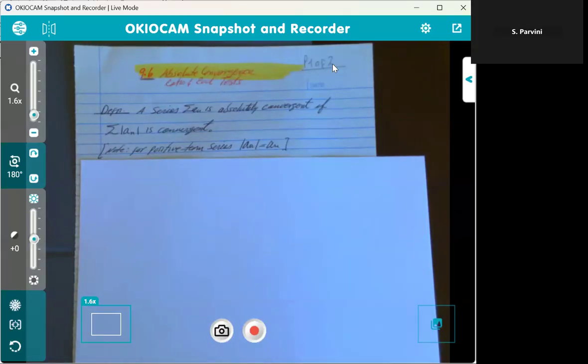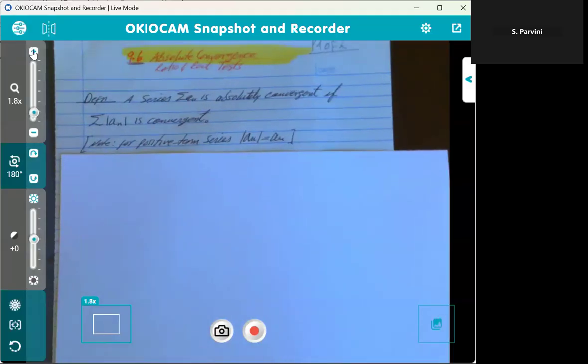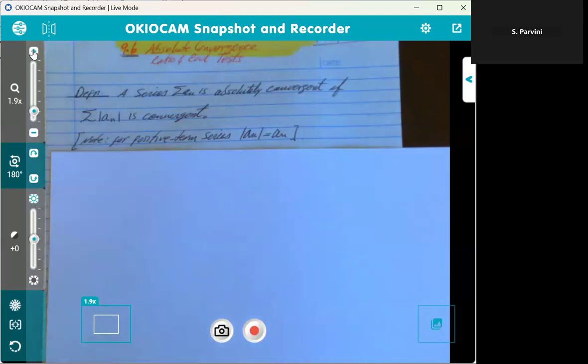Hello, everyone. In this section, we're going to talk about section 9.6, absolute convergence. And we're also going to take a look at a couple more examples of convergence tests. These are going to be the last two of the sequence of convergence tests, namely the ratio and the root tests. So that's what we're looking at here.